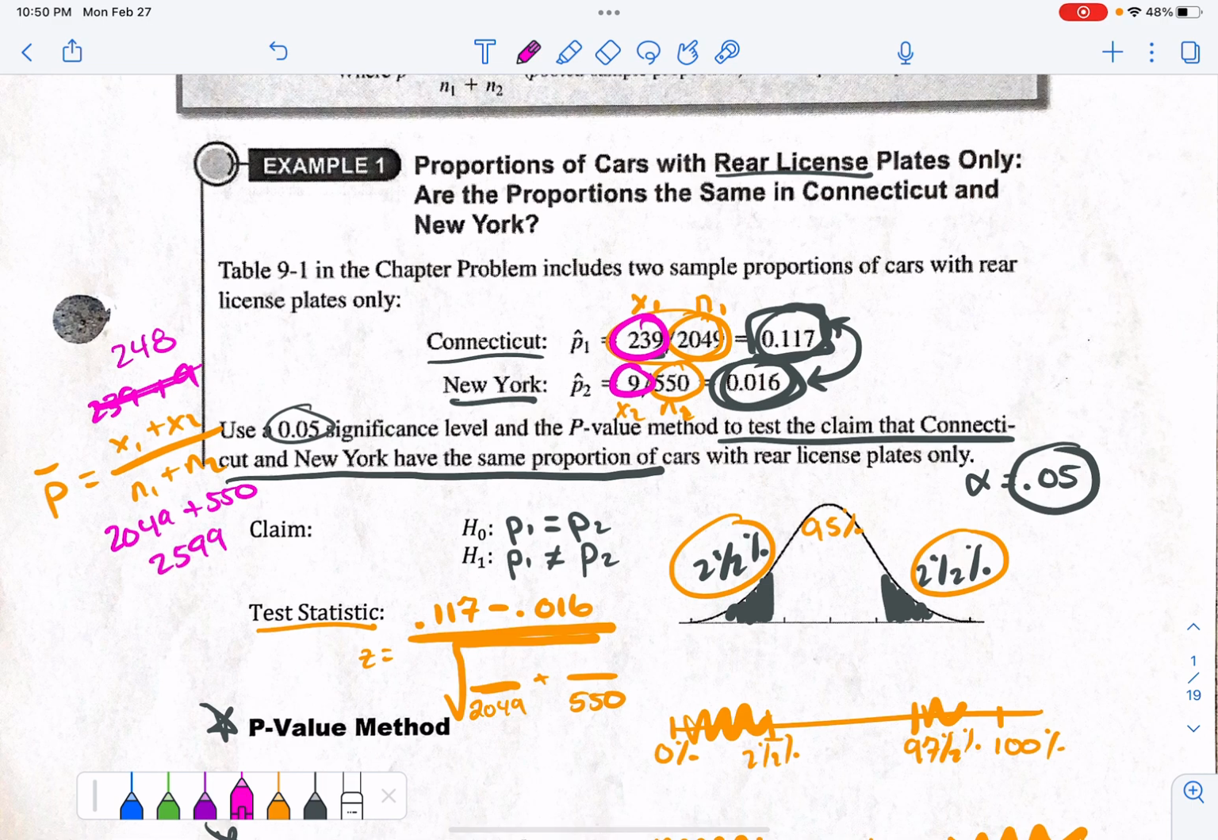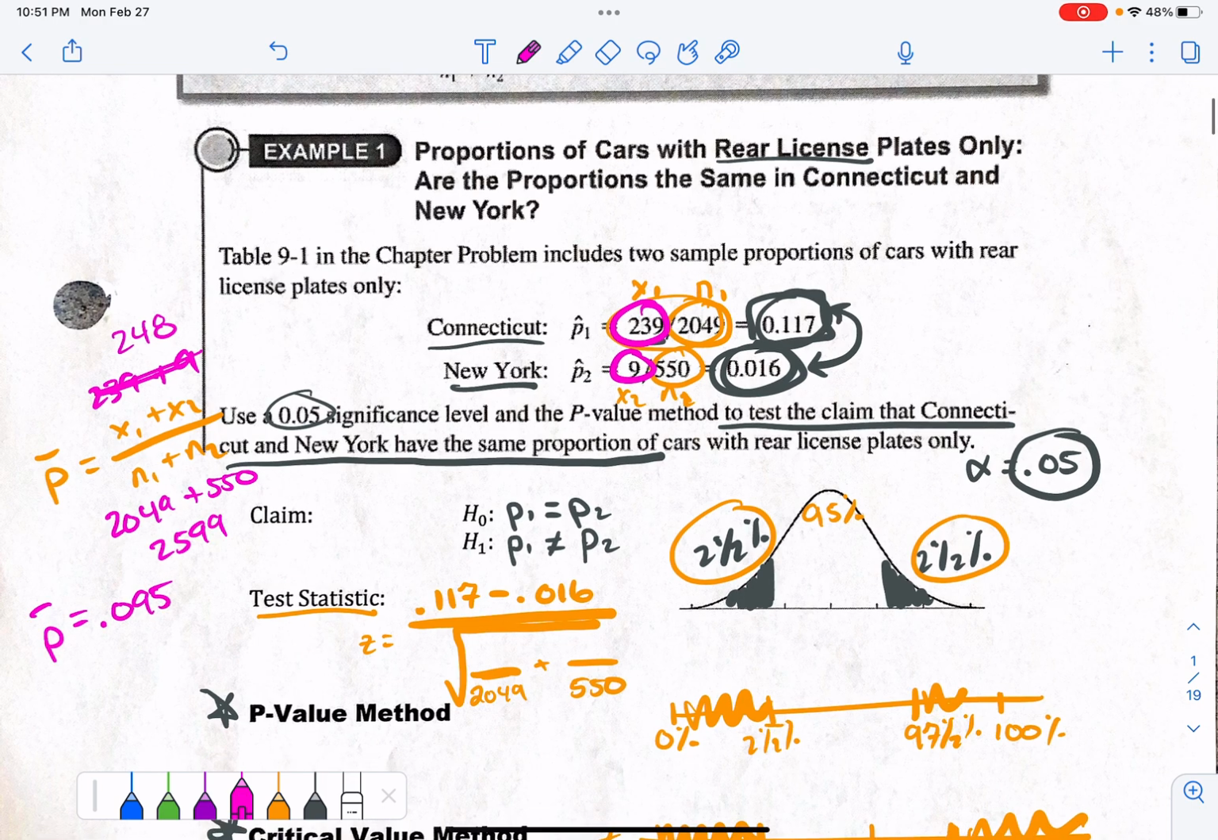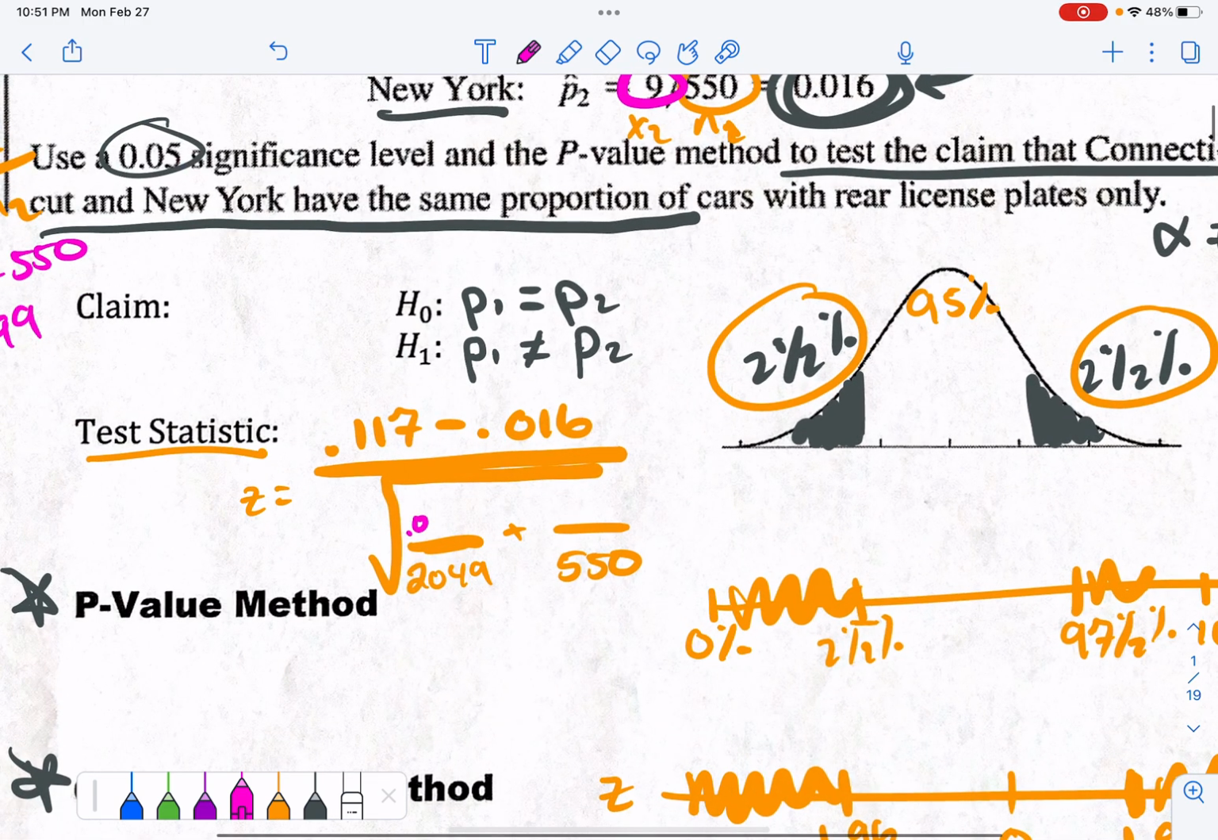Okay, 2599. So 248 divided by 2599. P bar is going to be 0.095. There you go. So 0.095 times Q bar, which will be 0.905. So I got 0.095 times 0.905.